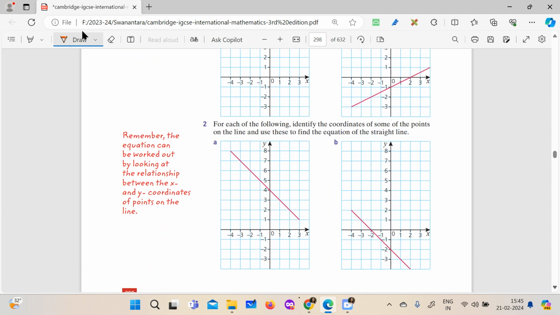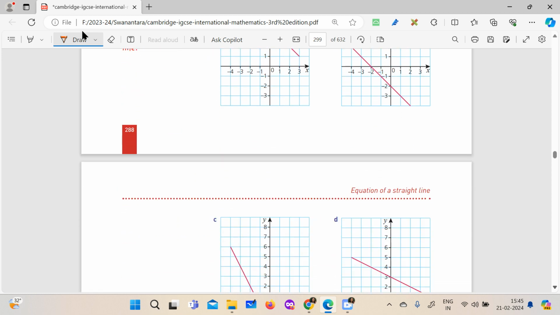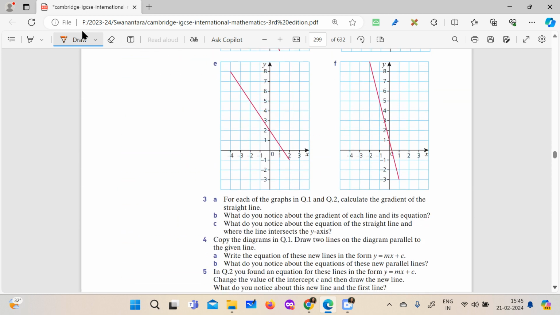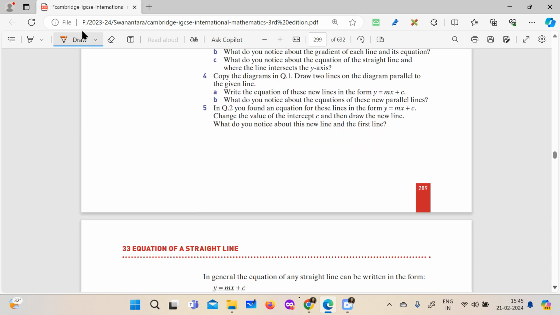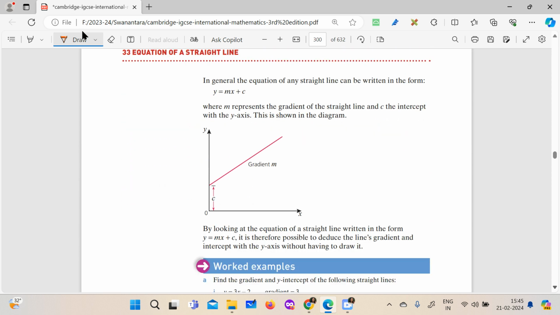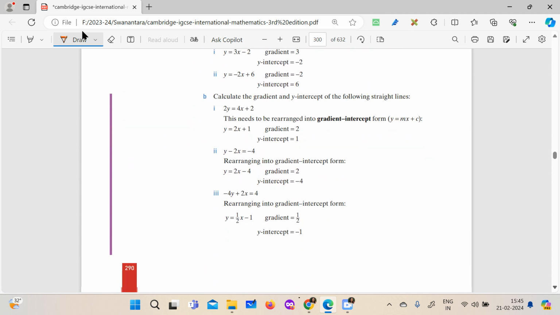Okay, so I will leave these for you. You can try them. Okay, let's go to some word problems. You can work on this. Yeah, let's go to some word problems.